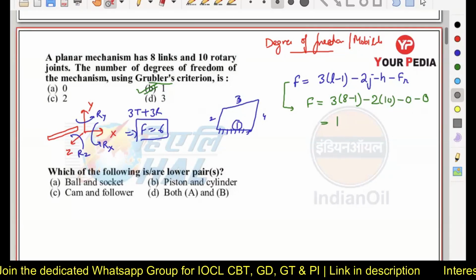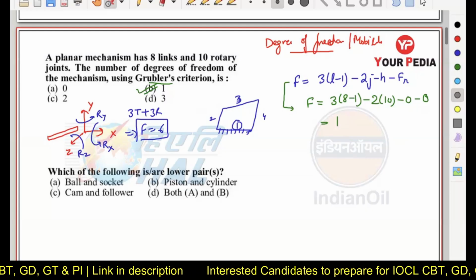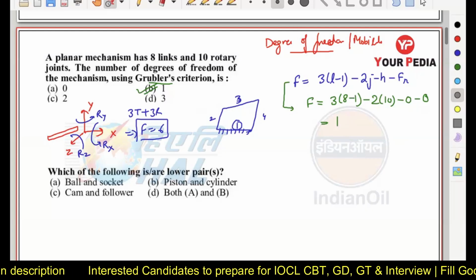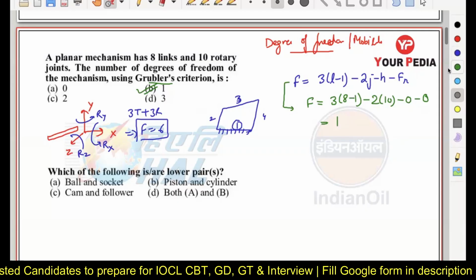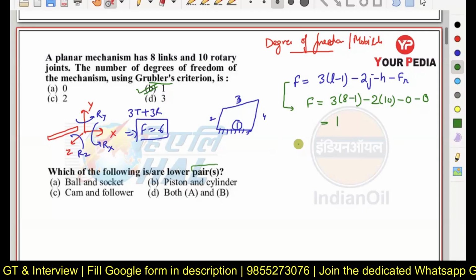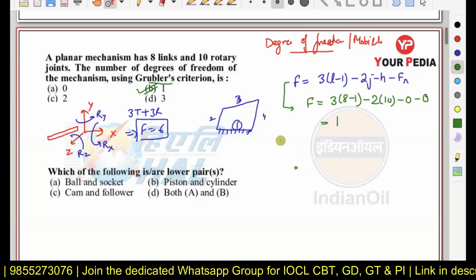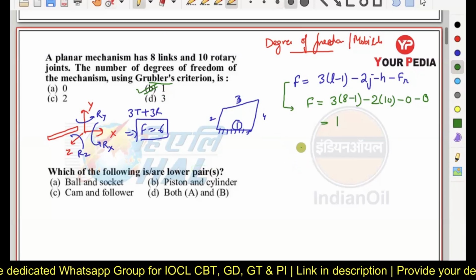Next part. Which of the following is/are the lower pair? Ball and socket, piston and cylinder, cam and follower, both A and B. Now just see, first of all, what is the meaning of pair? Pair simply means the connection between two links. Whenever two links meet at a single point, that is known as a pair or a joint.